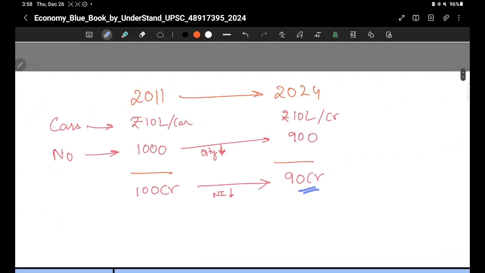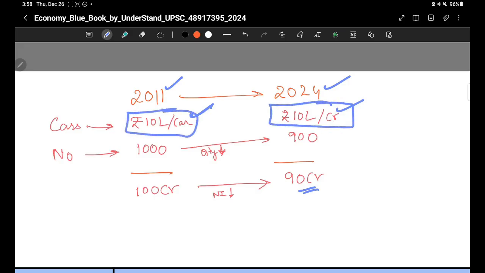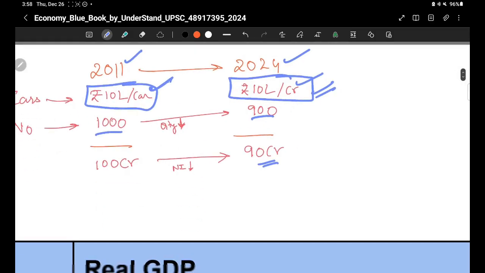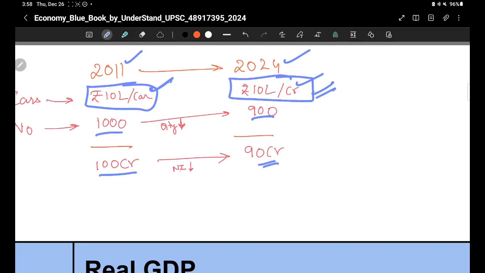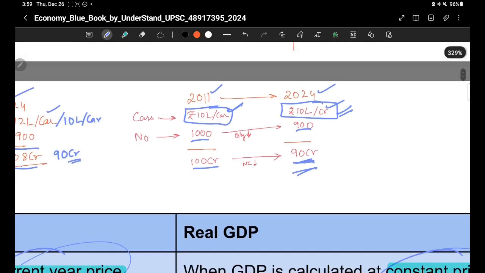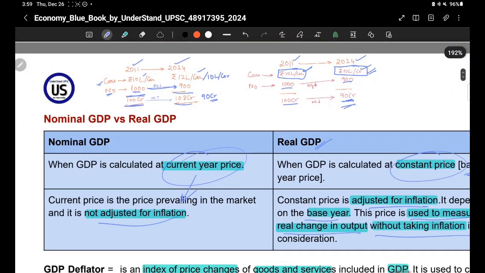Let's see real GDP now. 2011 to 2024, the price of a car is 10 lakh. In real GDP, we take the same price. We assume 2011 is the base year price, and we take the same price and calculate the national income. The number of cars was 1000. In 2024, 900 cars were produced. So here it is 100 crore national income, and here it became 90 crore. See, national income has decreased, since there is a decrease in the quantity of cars produced. So real GDP is a better measure than nominal GDP.